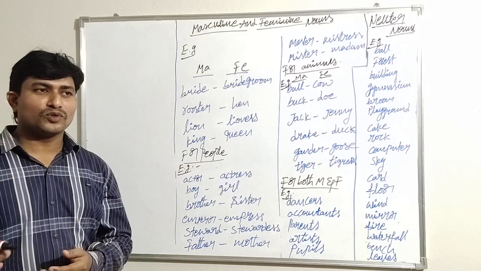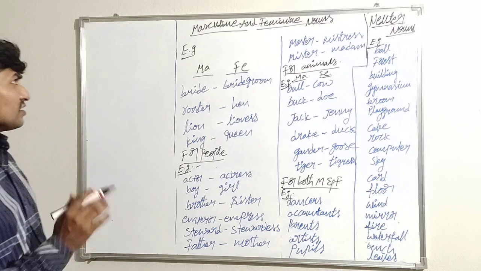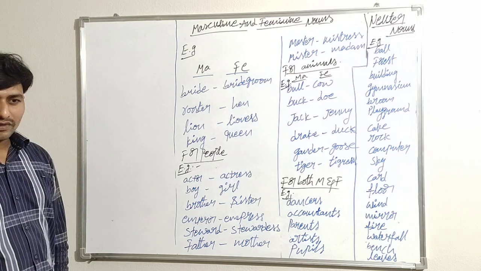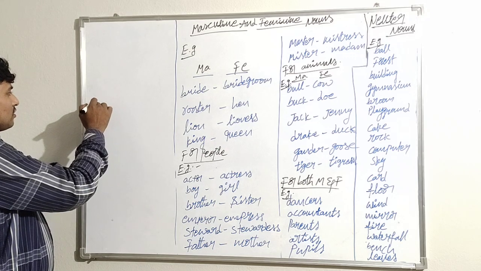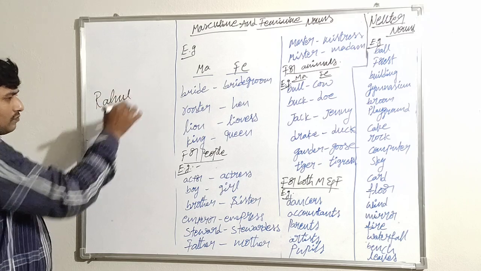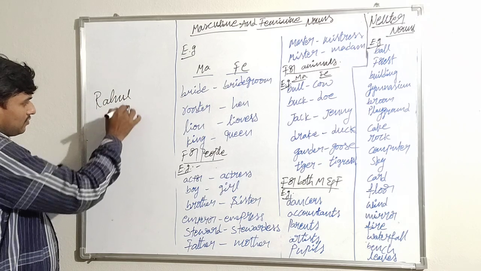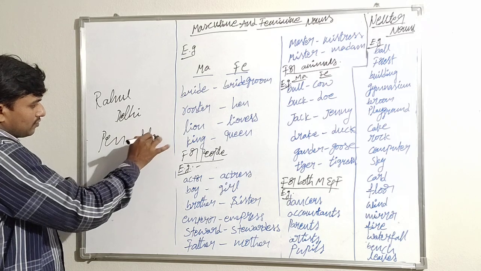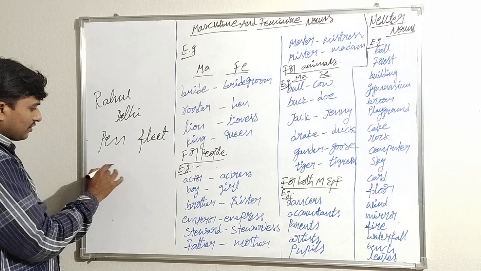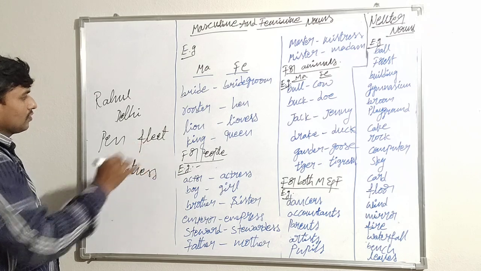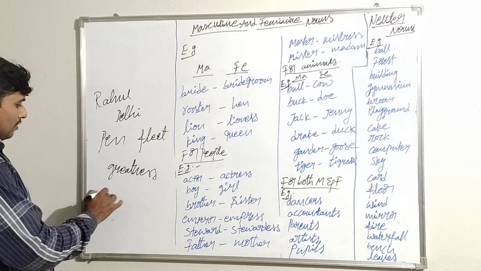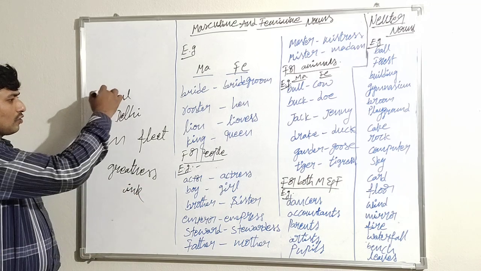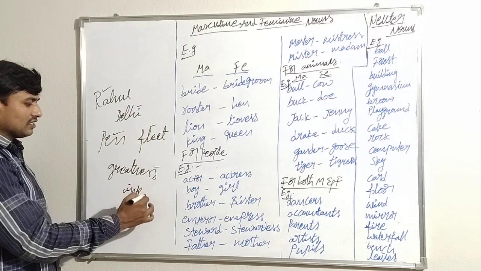As I told you I am going to teach in the next class, now I am going to start it. Before that, I am going to tell you how nouns are divided into groups. See, the first one, suppose: Rahul, Delhi, pen, fleet, greatness, ink.